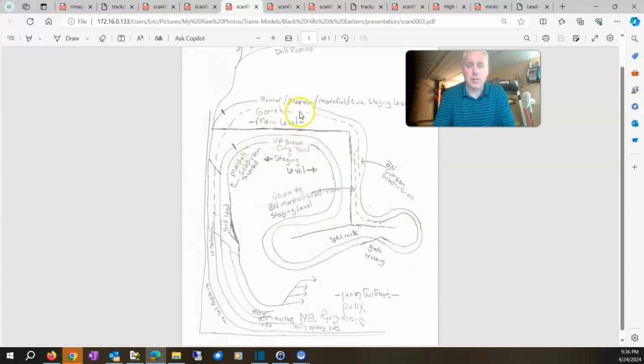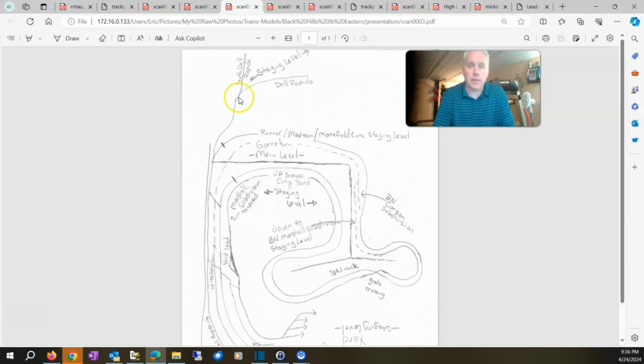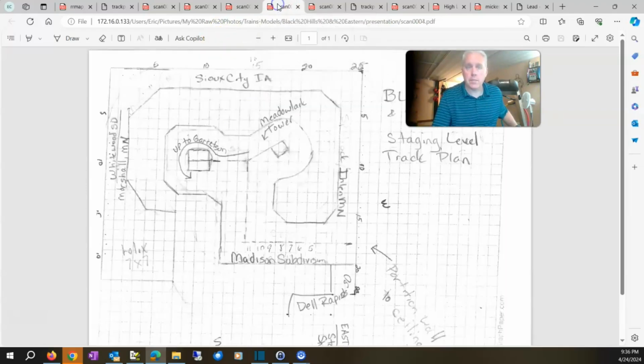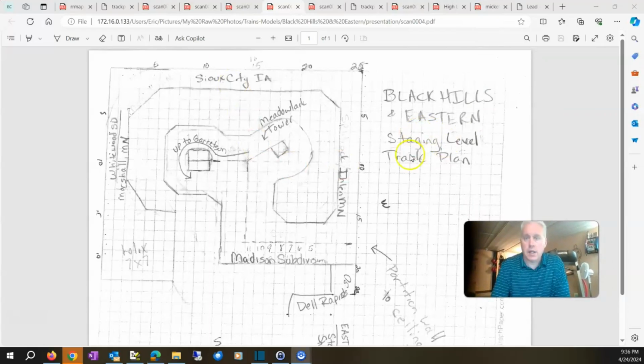You've got Madison subdivision staging over here, and then Dell Rapids with D&I Railroad up here. I didn't draw that very well on the benchwork diagram, but that is going to be over there to service the D&I Railroad. Then we've got here, I'll move myself again, the staging level, so this is a little bit more detail.